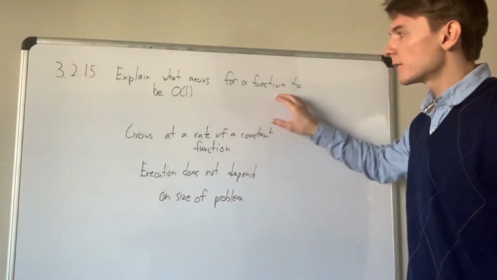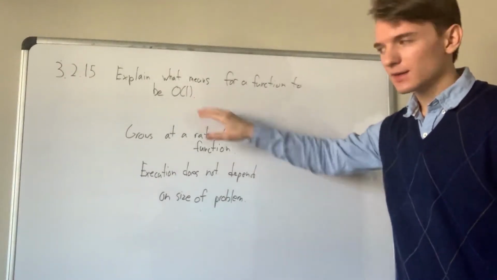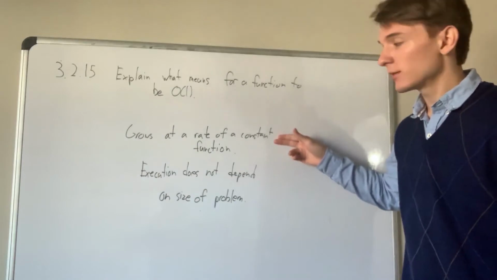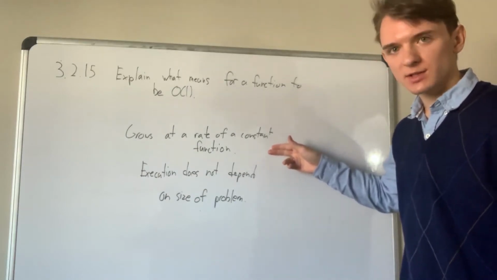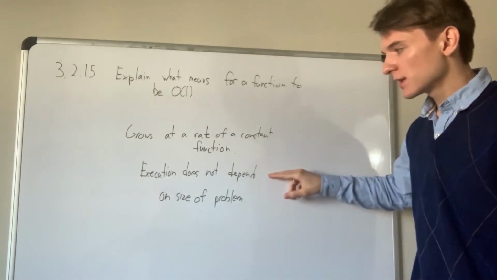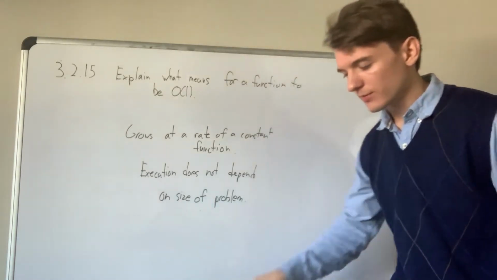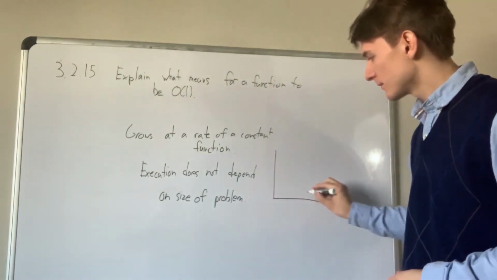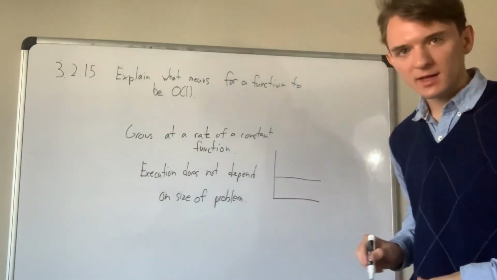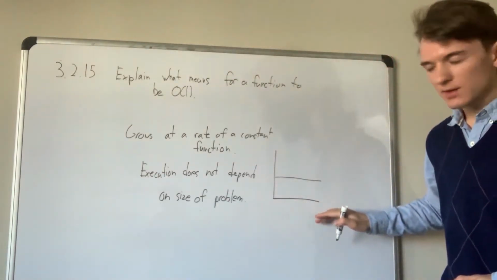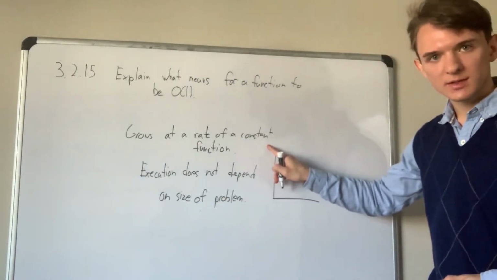Explain what it means for a function to be big O of 1. And simply put, this means it grows at the rate of a constant function. In other words, it doesn't grow. Execution does not depend on the size of the problem. So if we were to graph the running time, it would just be a flat line. No matter how large our data size became, running time of our function would never increase.